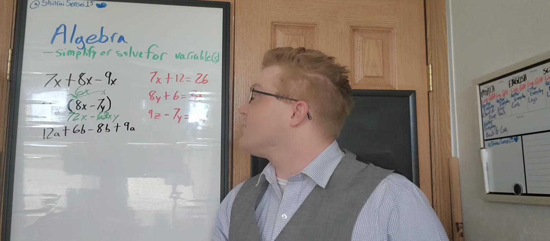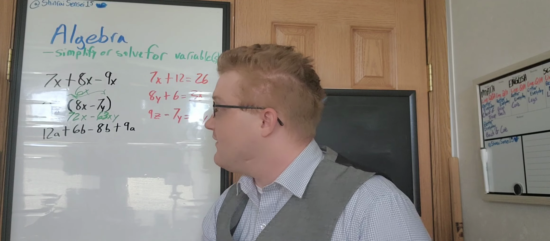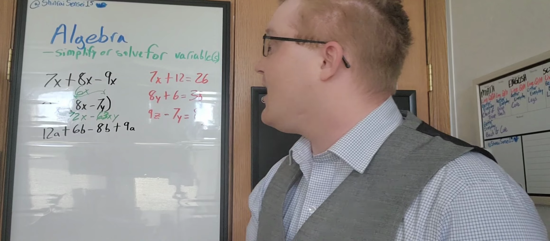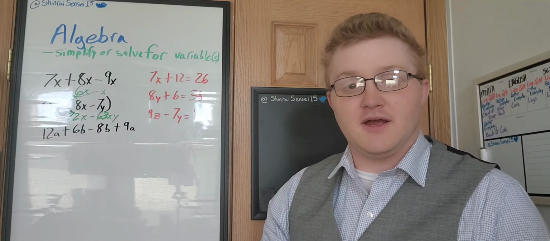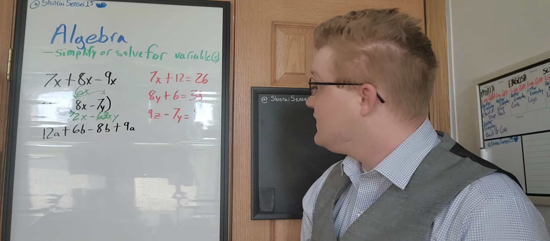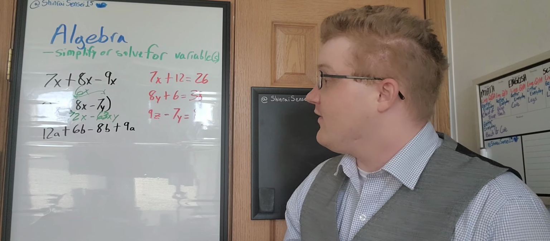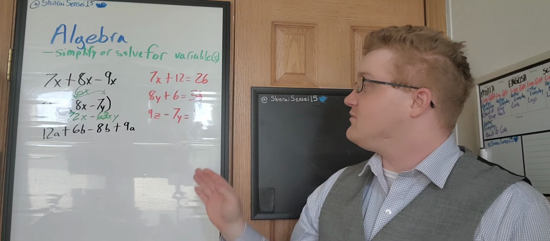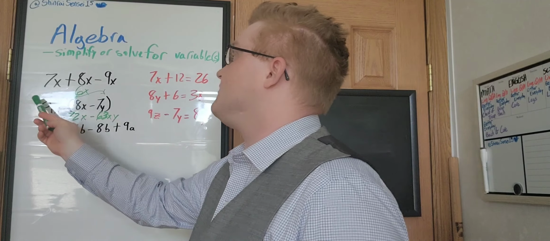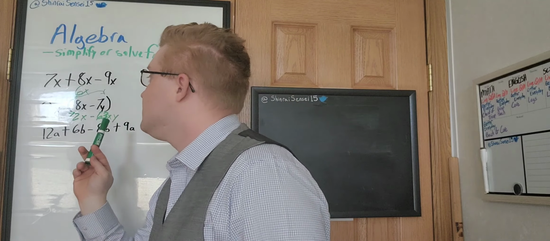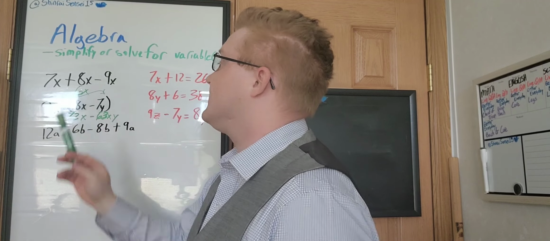So for this instance, the first expression we have over here is 7x plus 8x minus 9x. Since all of the constants are being multiplied against the same variable, which is x, we can just do the math like the variable's not even there. 7 plus 8 minus 9. We can do the math from left to right. So 7 plus 8 is 15, minus 9 is 6.